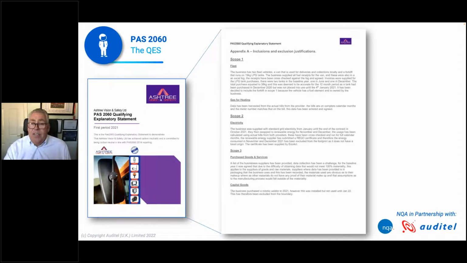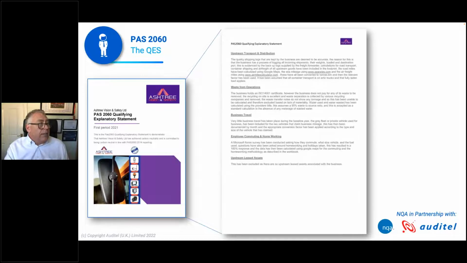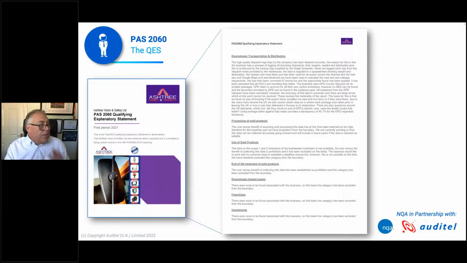Then we have appendices in the QES, which is your inclusions and exclusions justification. So anybody can see why you've included something, or more importantly, why something's been excluded. And this is just for completeness. This is for the full transparency, basically, so that everybody knows what's happened, what you've done. And this goes on for a couple of pages just to get it right.